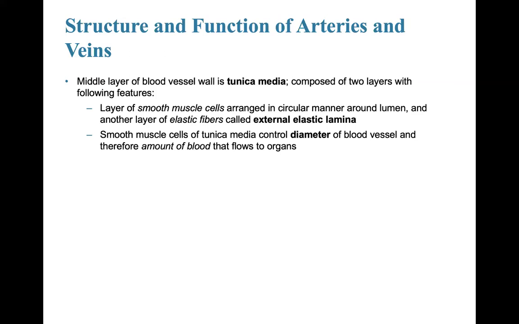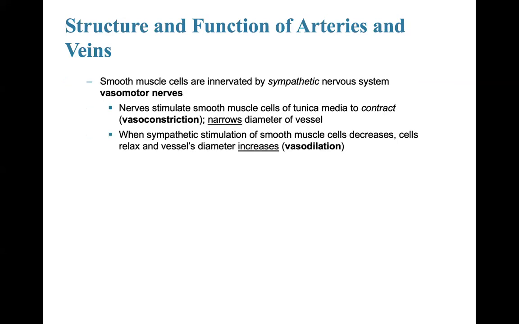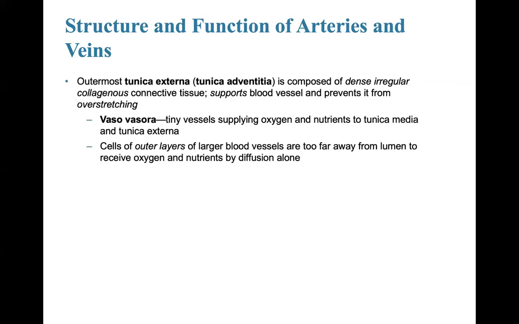The smooth muscle cells of the tunica media will control the diameter of the blood vessel and therefore the amount of blood that flows to the organs. Smooth muscle cells are innervated by the sympathetic nervous system. Nerves will stimulate smooth muscle cells of the tunica media to contract, and that's referred to as vasoconstriction. When sympathetic stimulation of smooth muscle cells decreases, the cells relax, and that can increase the vessel's diameter, referred to as vasodilation.